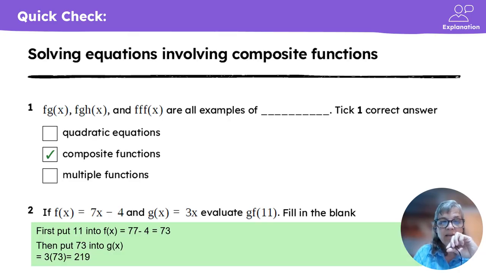I would get 7 times 11, which gives me 77, minus 4 gives me 73. Then I put that value, 73, into g of x. And I take 3 times 73, and I get 219. If you got that answer, wonderful. If you didn't, don't worry. We'll practice some more, and it will become more familiar. In fact, let's practice right now and try another one.